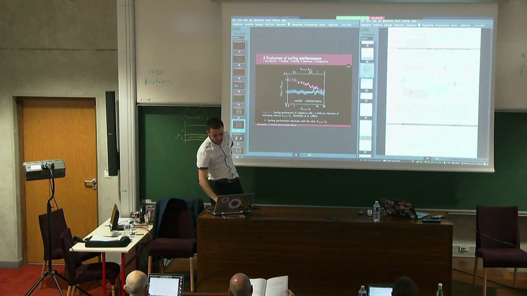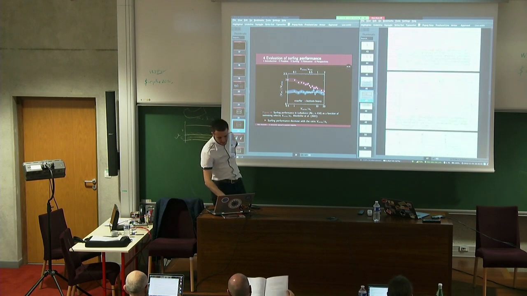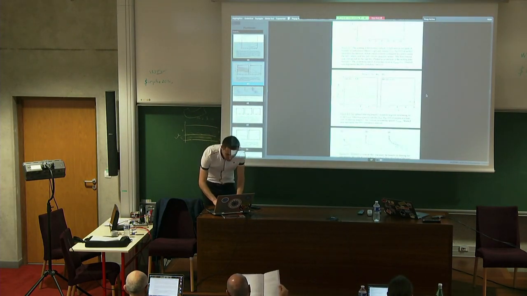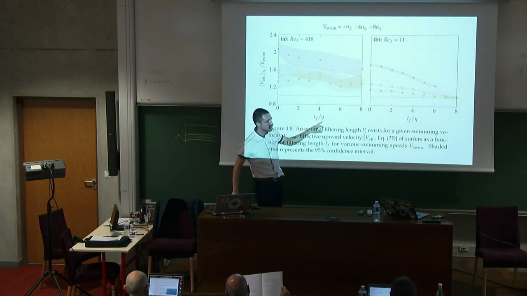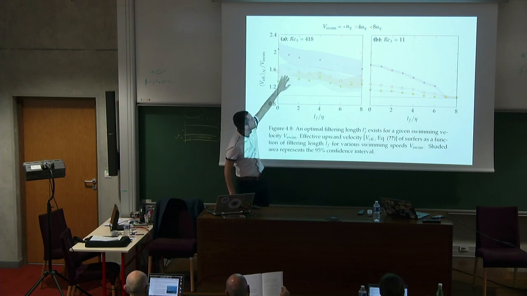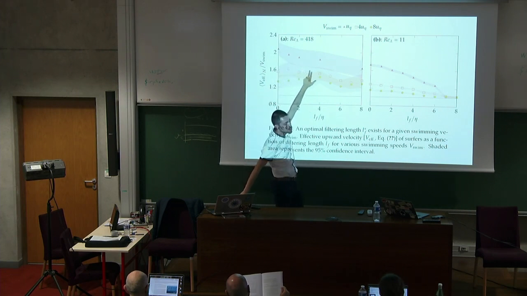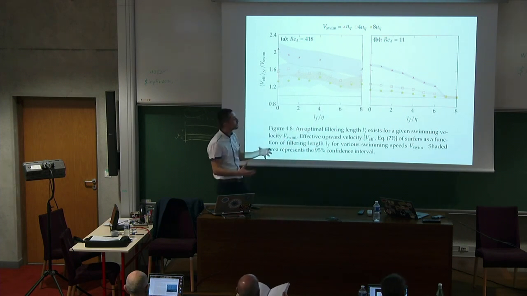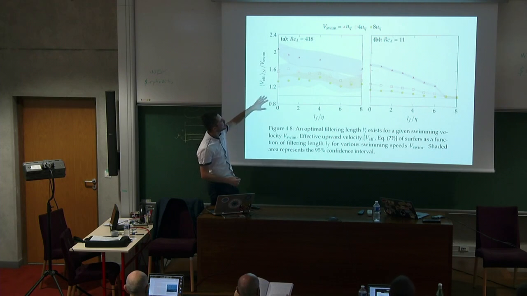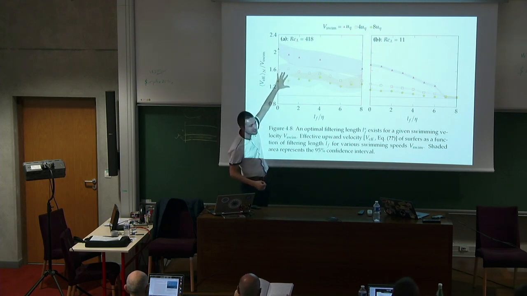Yeah, indeed. And that's kind of what I show here. I plot the surfing performance as a function of this filtering length. When we're swimming very slowly, because we degrade our information, performance decreases when we filter the flow velocity more. There is a lot of dispersion in my points, unfortunately.